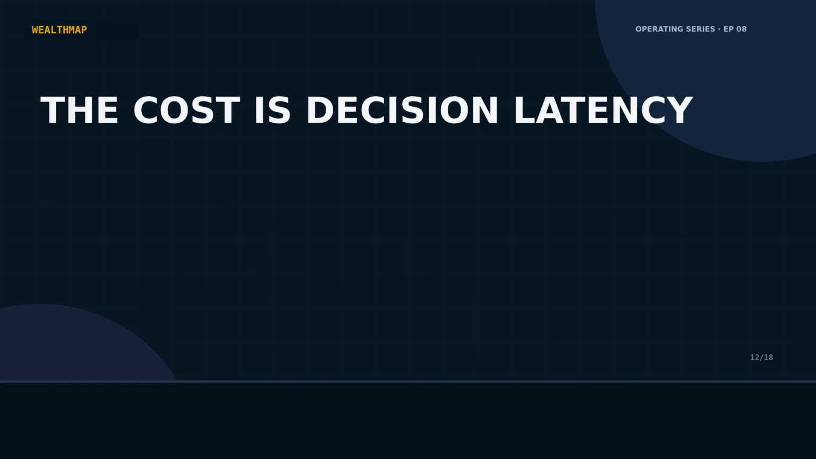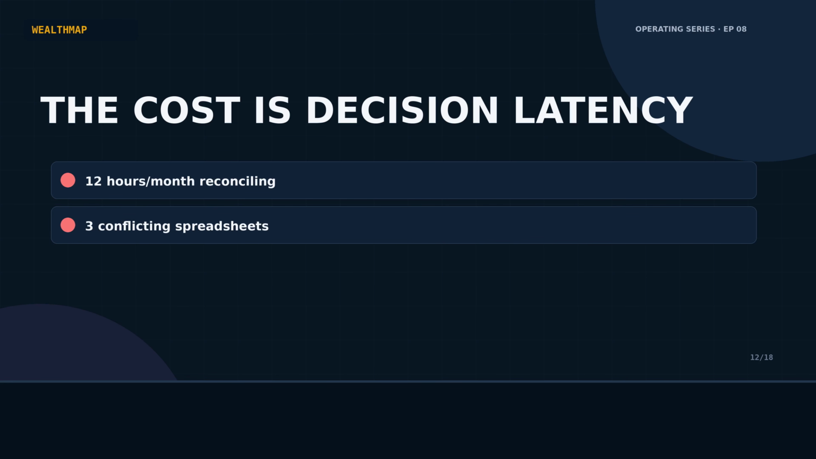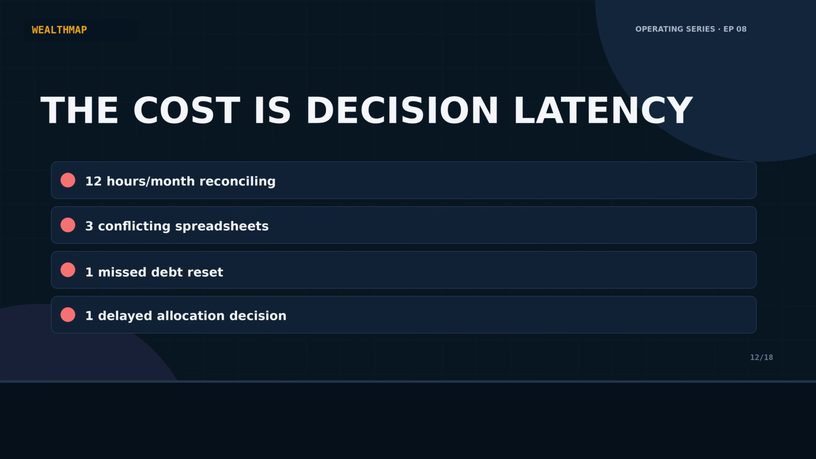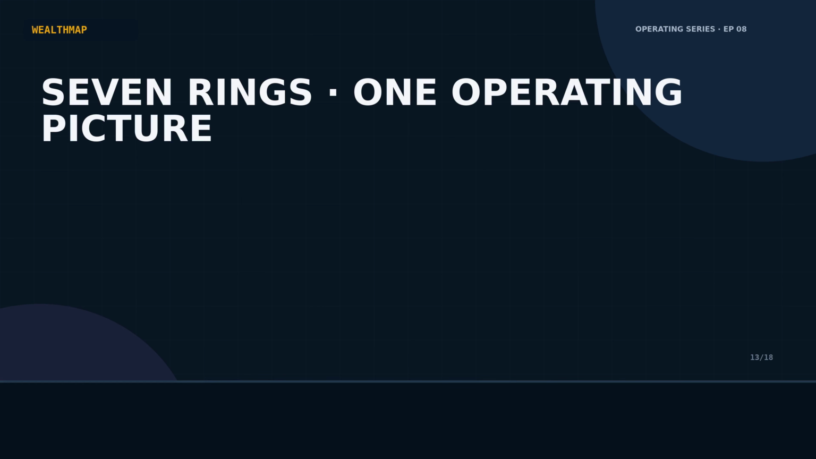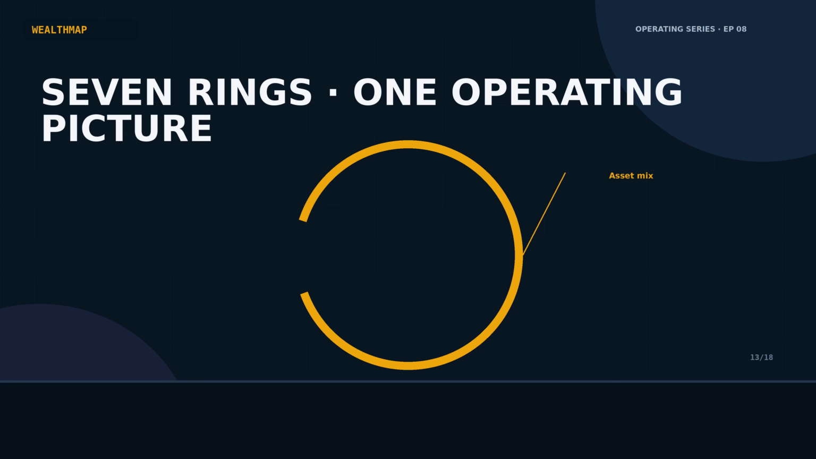The hidden cost is decision latency. In this synthetic case, 12 hours a month disappear into reconciliation, 3 spreadsheets disagree, a debt reset is missed, and an allocation decision is delayed. The cost is not the spreadsheet, it is the decision you cannot trust. A useful map keeps the layers separate while showing their connections.